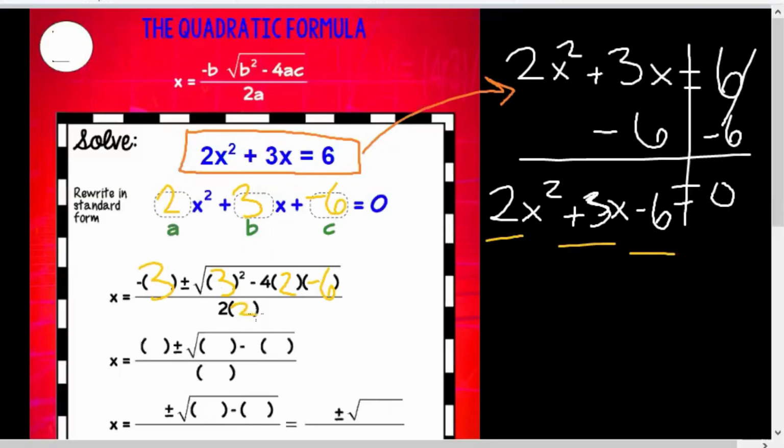Step 3, we're going to evaluate this and simplify. So first, we're going to bring down this negative 3. Nothing changes about that. Plus or minus the square root of 3 squared. So 3 squared is going to be a 9. Now we have negative 4. Well, we're going to use that. We're going to do 4 times 2 is 8. And 8 times negative 6 is negative 48. Okay. All over 2 times 2 is 4.